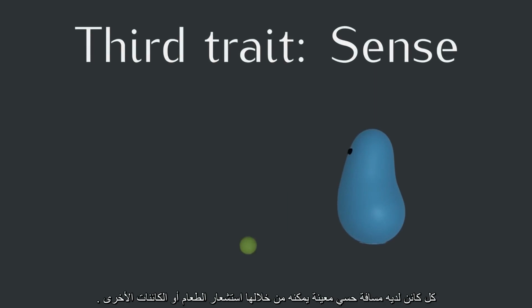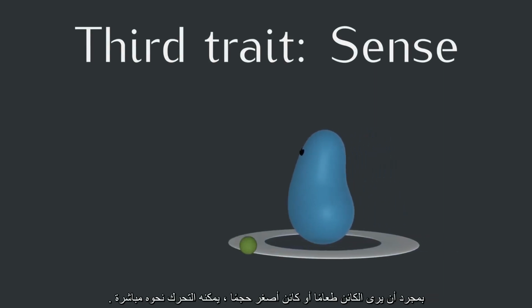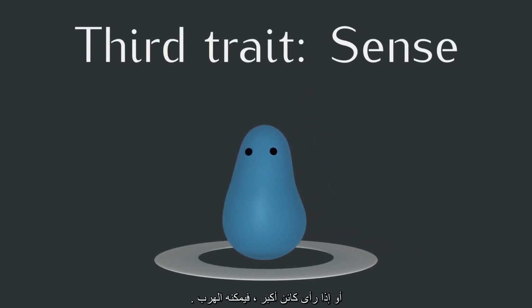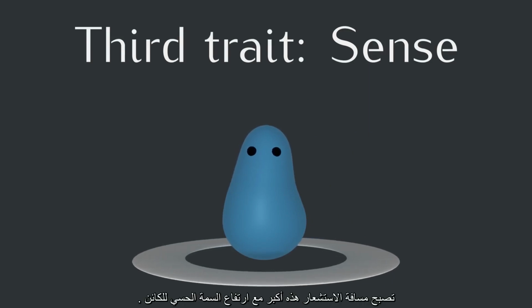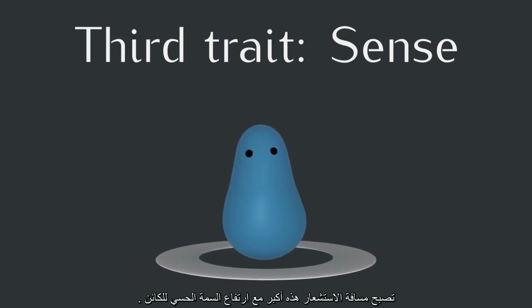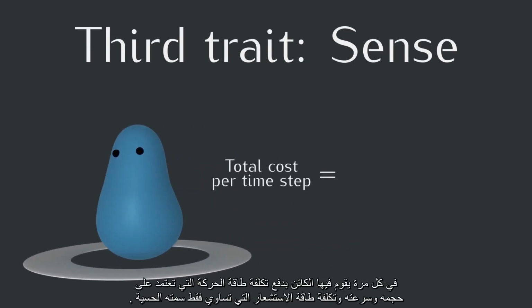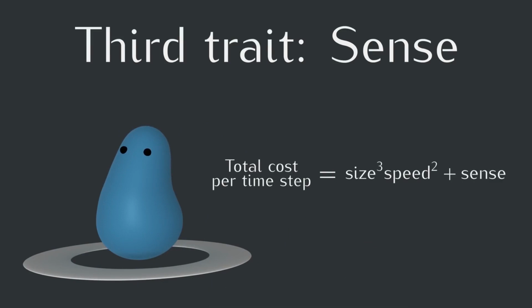Each creature has a certain sensing distance at which it can sense food or other creatures. Once a creature sees food or a smaller creature, it can move straight toward it. Or if it sees a bigger creature, it can run away. This sensing distance gets larger as a creature's sense trait goes up, allowing it to avoid danger and be more efficient with its movements. Each time step, a creature pays a movement energy cost, which depends on its size and speed, and a sensing energy cost, which is just equal to its sense trait.